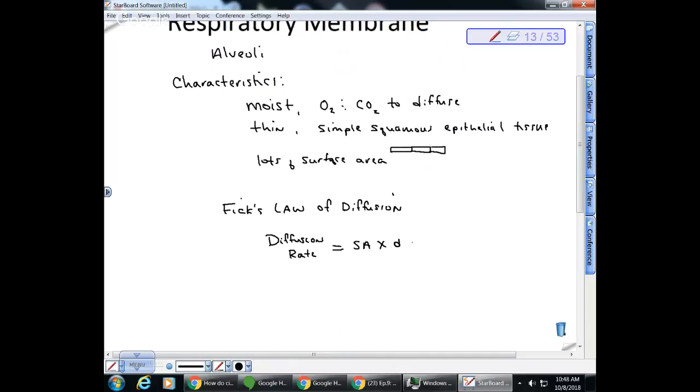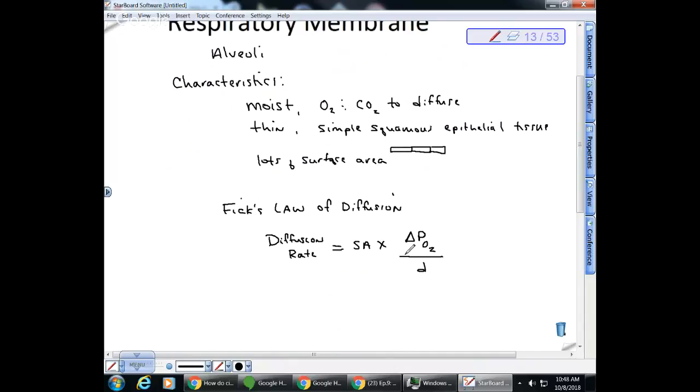So I'm going to put times delta P, that's my partial pressure of oxygen, for example, divided by little d. Surface area is pretty easy to remember, SA. This little d is distance. So the smaller the distance, the greater the rate. When distance becomes larger, then diffusion is going to decrease.